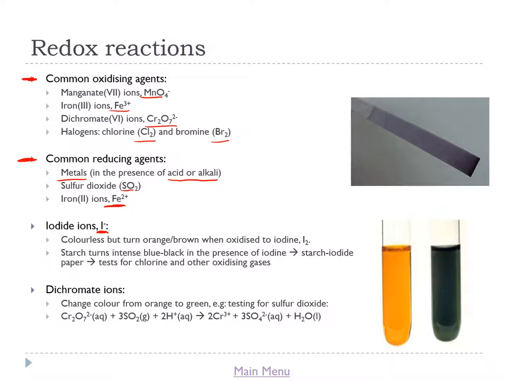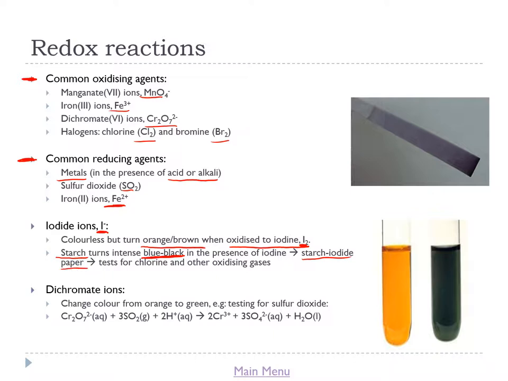Now, iodide ions are colourless, but they turn orangey-brown when they are oxidised to iodine, I2. That colour can be a little bit hard to detect. So we often add starch as well, because starch in the presence of iodine turns a really intense blue-black. And actually, we use this to make starch iodide paper.